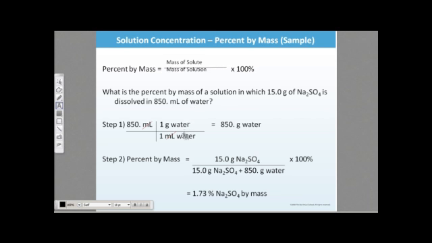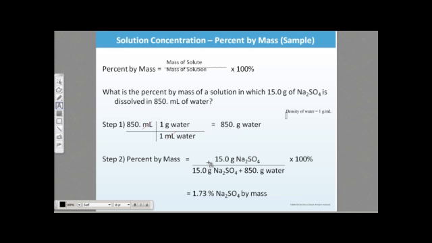Now this first step goes back to something that we learned back in module 1, if I remember correctly, and that is that the density of water is 1 gram per milliliter. So for every 1 milliliter of water, we have 1 gram of water. So that helps us to make this nice easy conversion here. 850 milliliters, 1 gram over 1 milliliter, so the milliliters cancel out. So we have 850 grams of water.